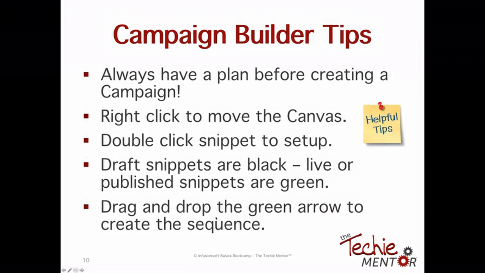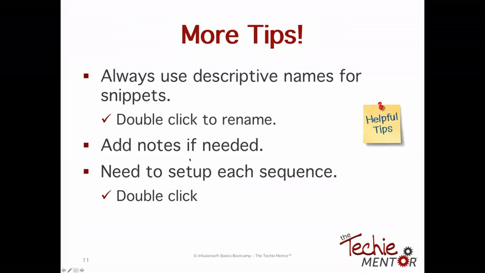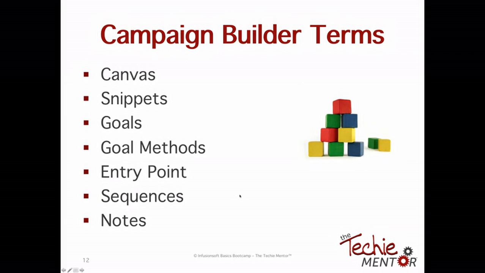You can drag and drop the green arrow to create the sequence. A lot of times when you drag and drop the little snippets onto the desktop, the arrows will automatically connect them to show the sequence they go through. Use descriptive names, add notes if needed. You need to set up each and every sequence throughout to tell the system what it needs to do. You could see that example with the templates, where you can put notes all over the place, especially if you're working with somebody else who's not really comfortable with campaigns.